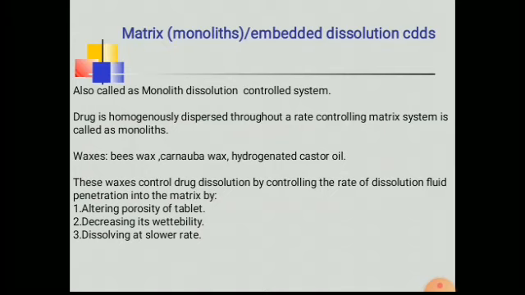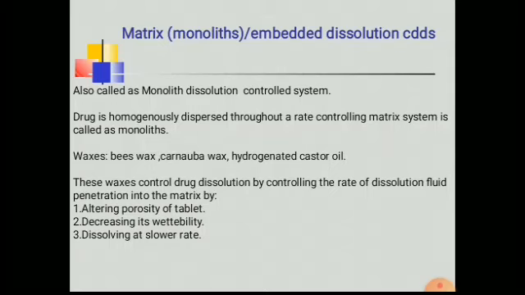What it exactly means is, when the drug is homogeneously dispersed throughout a rate controlling matrix, the system is called a monolith. When the drug is completely homogeneously dispersed in one system, that is called a monolith. When we prepare an encapsulation system, only the drug particle's outer layer is coated with the polymeric solution. We are not going to mix the drug particle completely in a polymeric solution. We are just coating the drug or core material with the coating material. That's it. Only the outer layer is coated in an encapsulation system.